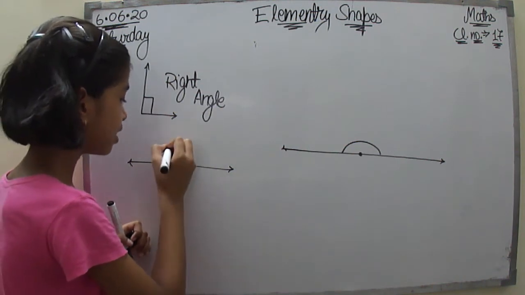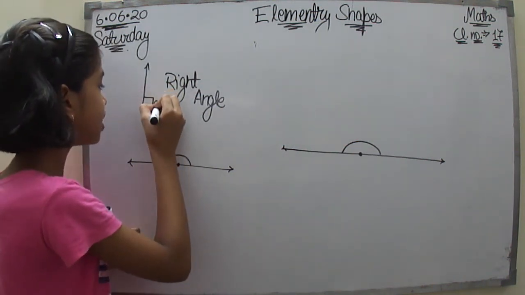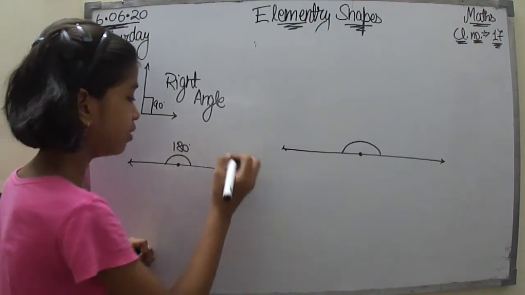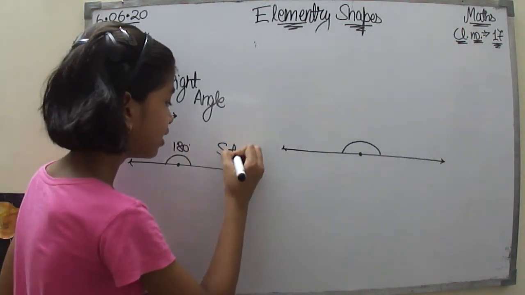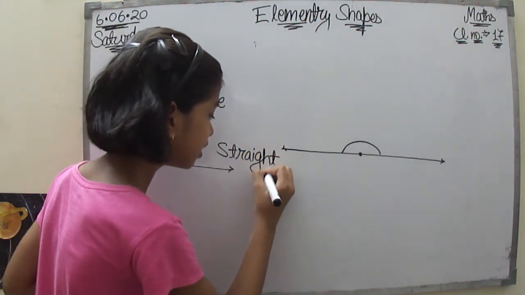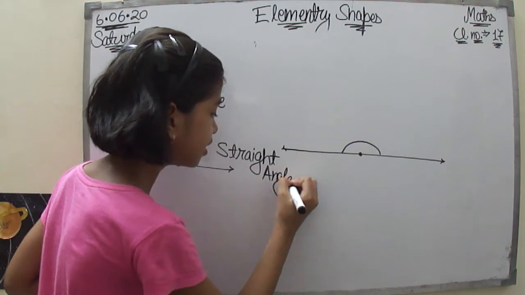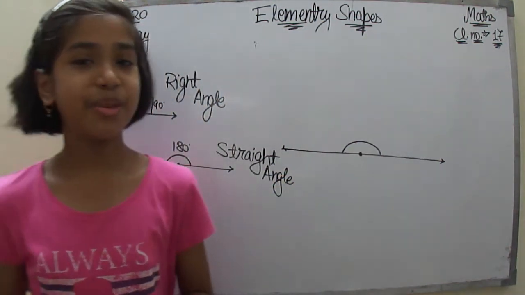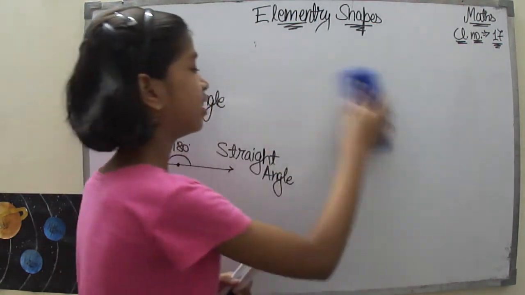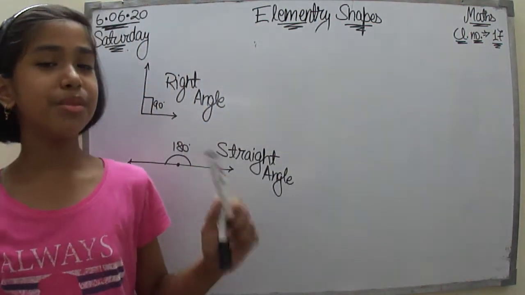This was the 90-degree angle, and this is the 180-degree angle, which is nothing but the straight angle. Now let's move on. So these were the special angles.